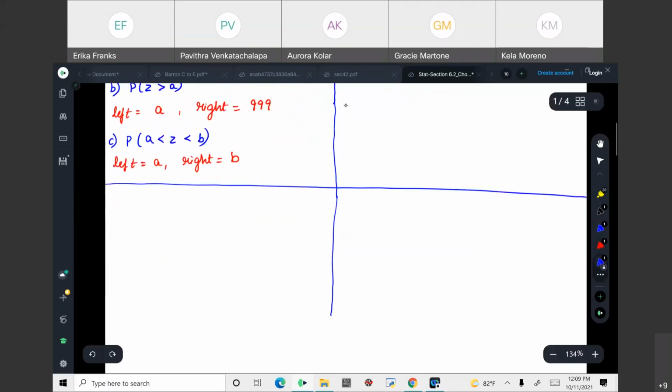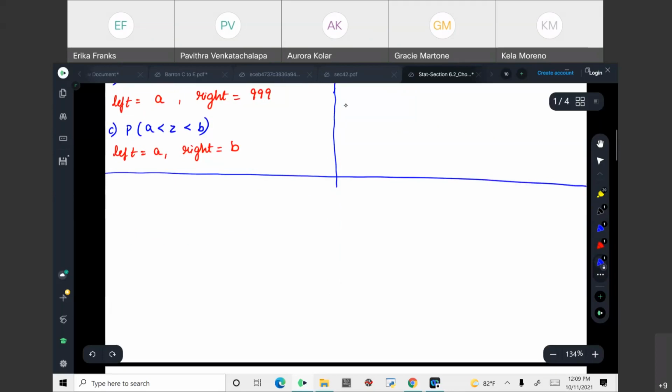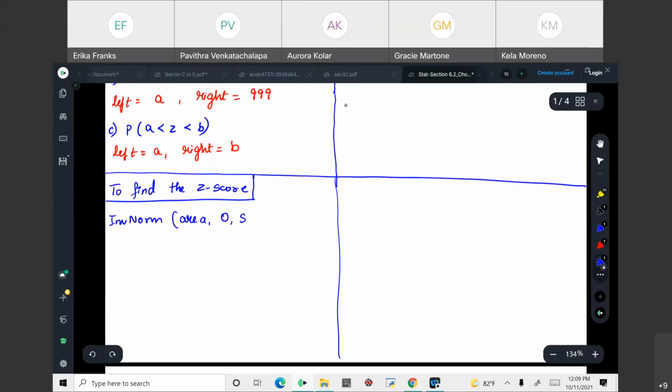Now, to find the z-score, we use the formula inverse norm. Inverse norm takes area, mean, and standard deviation, which is 1. So 0 and 1 is the same. It will be 0 and 1 for all the problems in case of standard normal distribution.